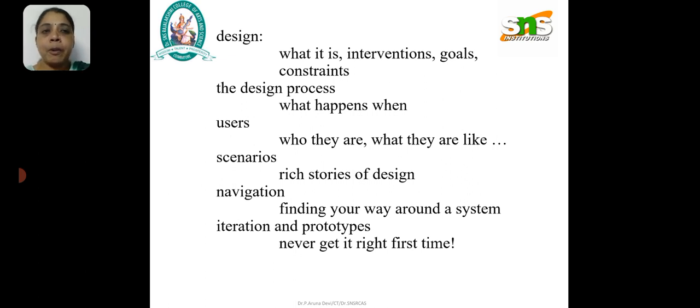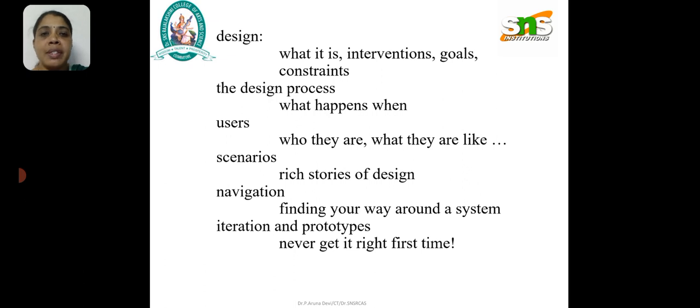Secondly, the design process. After designing, what are the different processes we have to face? Users: who are they? Who will operate the design? Who are the customers to handle the design? What are they like? How will they accept our needs? How do we have to satisfy their needs?